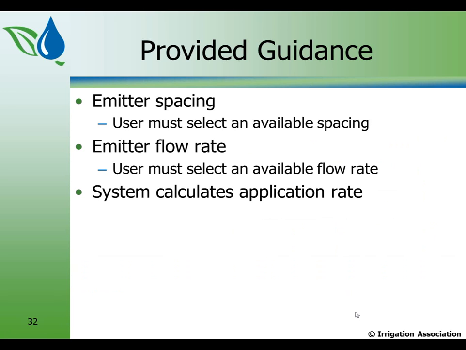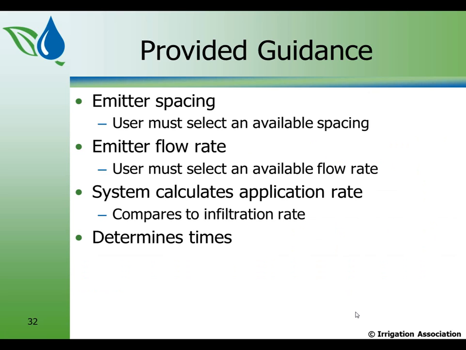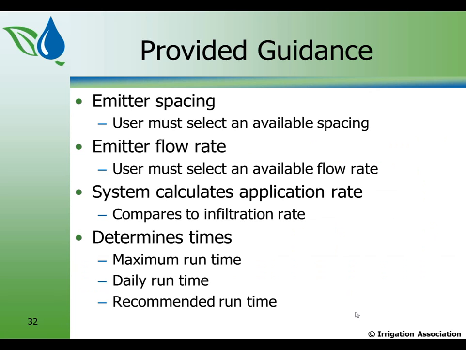The system calculates the application rate, compares it to the infiltration rate, and then if the application rate exceeds the infiltration rate, it gives you a warning sign. It also determines the following times, and there are 3 times. One is the maximum run time. That's the most you can run the system without blowing water below the root zone. The daily run time, and that's what you need to do if you run it daily to meet ET. And the recommended run time, and that's the run time you need to have in order to get the wetted pattern you said you wanted.